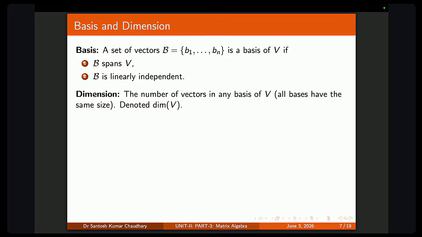Then what is dimension? Dimension is just the number of vectors in any basis of V, like the number of elements in the basis. So basis is not unique. A vector space may have an infinite number of bases, but the one thing common is all bases must have an equal number of elements. So the number of elements in the basis is unique, but the basis may not be unique.